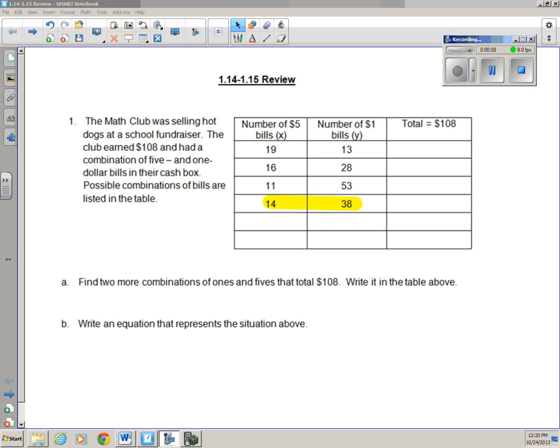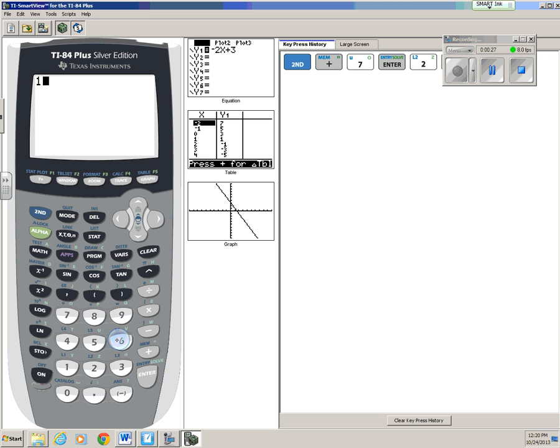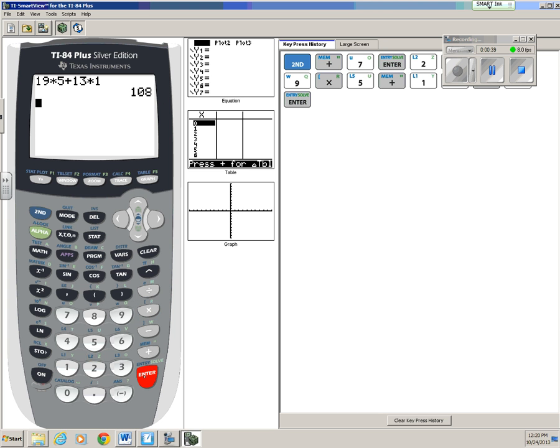The math club was selling hot dogs at a school fundraiser. The club earns $108 and had a combination of $5 and $1 bills in their cash box. Here are some possible combinations listed in the table. So if there's 19 $5 bills and 13 $1 bills, you should see that 19 times 5, plus 13 $1 bills should come out to be $108. And all of those combinations do.